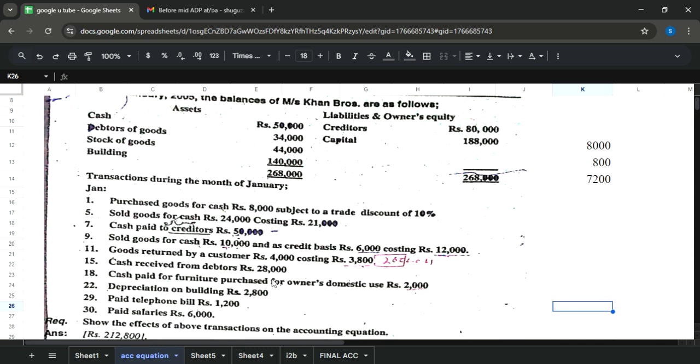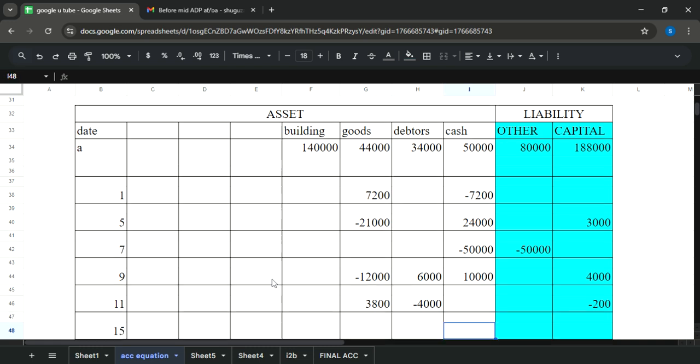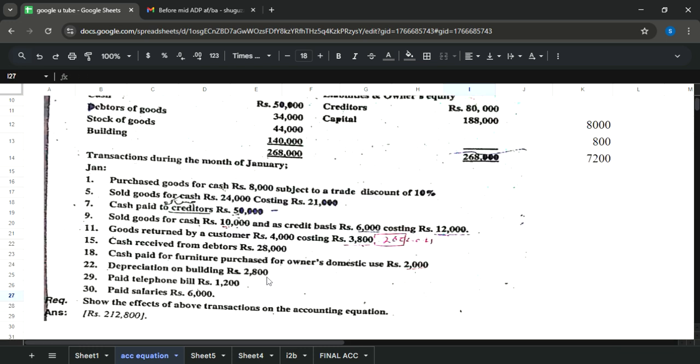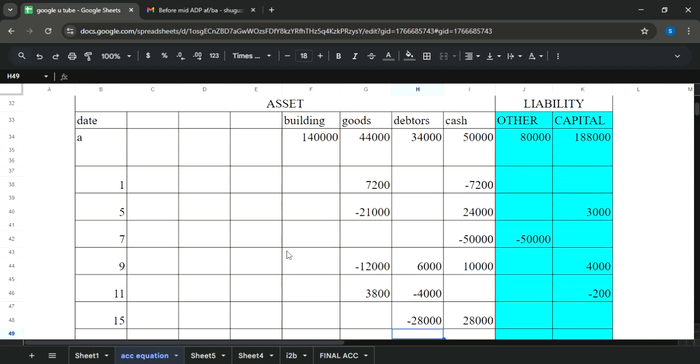You have received cash, increase in cash. It means you will go to the cash column, plus 28,000. This is the amount we have received from debtors and mentioned over here. Cash received from debtors. Since you have received this amount from debtors, debtors are decreasing. You will put the sign of minus. So debtors are also decreased.